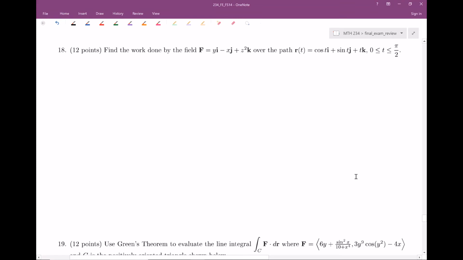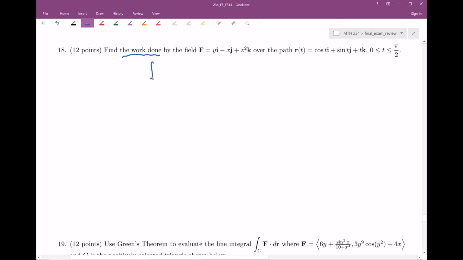Welcome everyone to page number 8 from the fall semester 2014 final exam for Math 234. In this problem, find the work done by the vector field over the path r of t, which is equal to cosine of t i, sine of t j, and just t k, as t ranges from 0 to pi over 2.